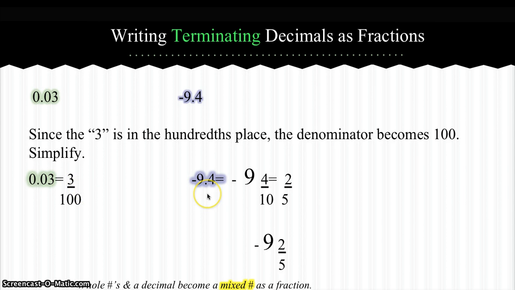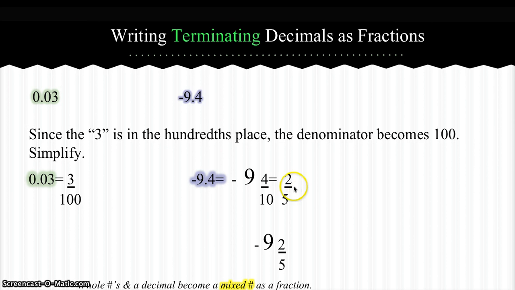In the next example, we have -9 and 4/10, which just means that the -9 stays a whole number and the 4/10 is our fraction. So when you have a decimal like this with a whole number and a decimal part, it's going to become a mixed number when you're done.